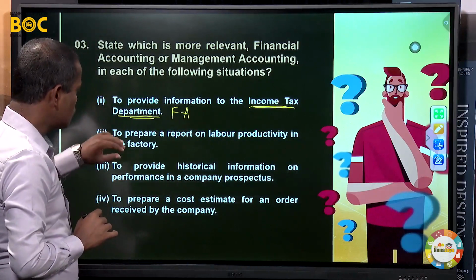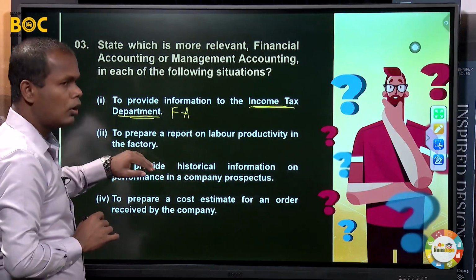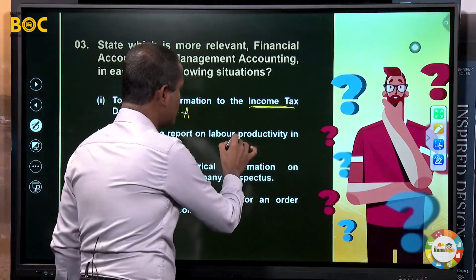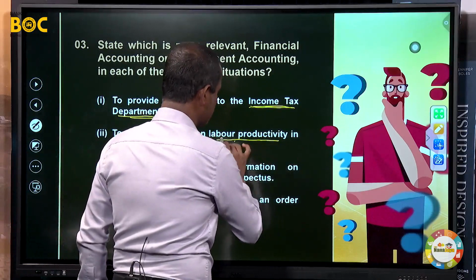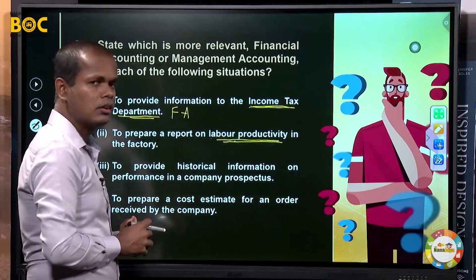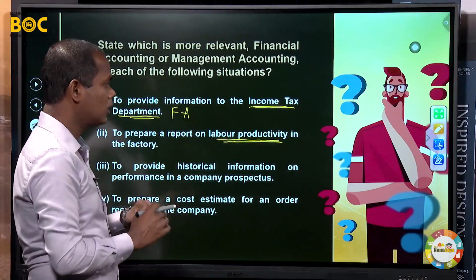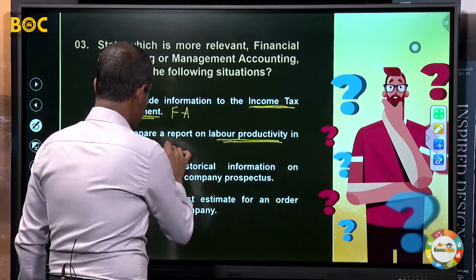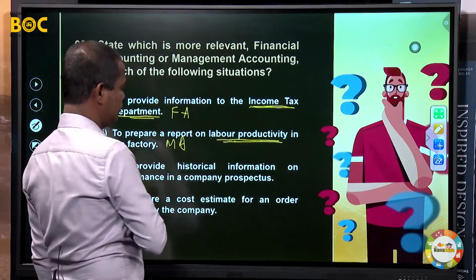To prepare a report on labor productivity in the factory. Labor productivity is an internal factor. It's an internal factor, so you consider it in management accounting.